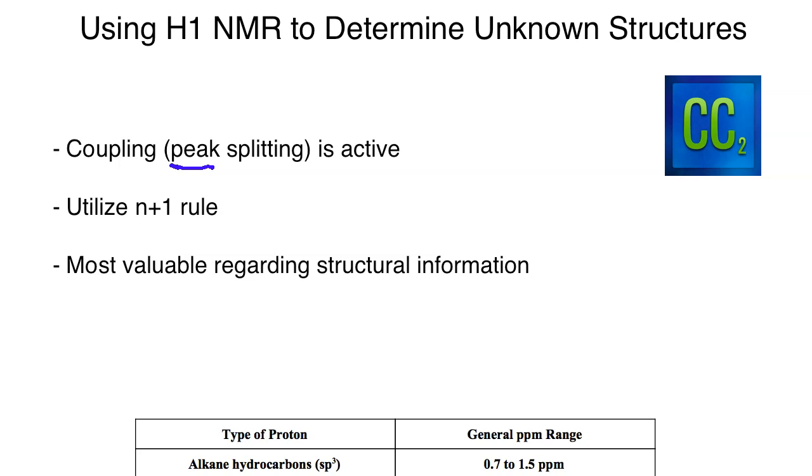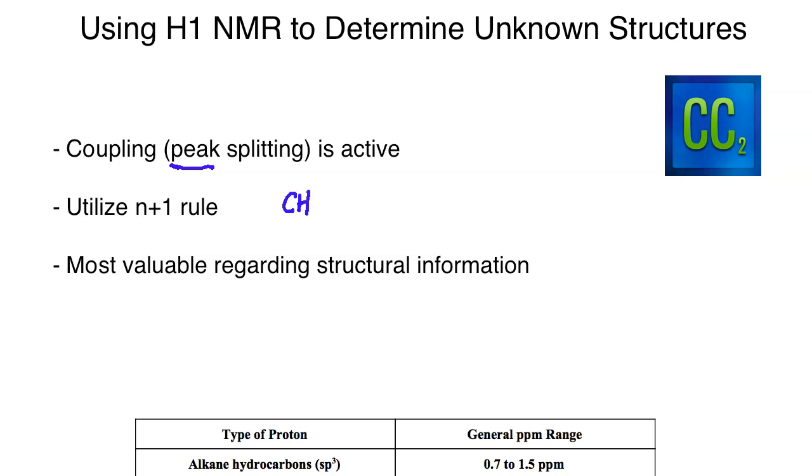I'm not going to go into this in great detail. I have additional videos on the channel that relate to how splitting and coupling work, and if you are interested in knowing why the N+1 rule exists and how it is utilized, you can take a look at those videos. However, the general summary of the N+1 rule is that N equals the number of neighboring protons, and then you add 1, and that is what the signal splits into.